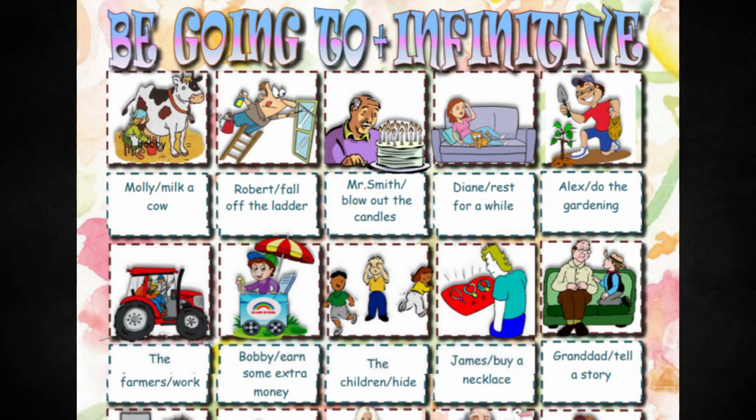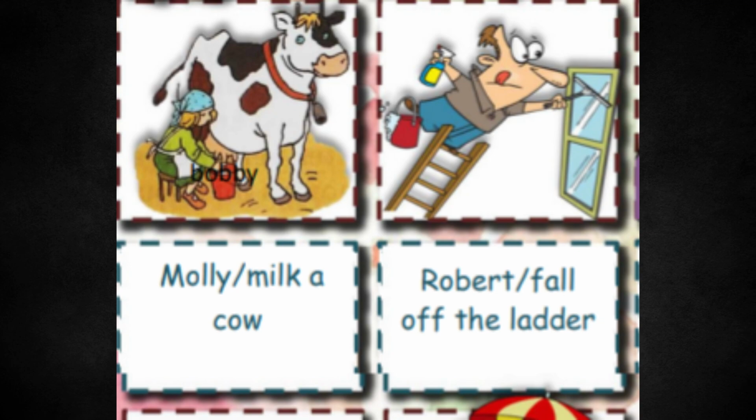Here is another example. I show this to the students and I ask them to answer. Molly is going to milk a cow. Robert is going to fall off the ladder.